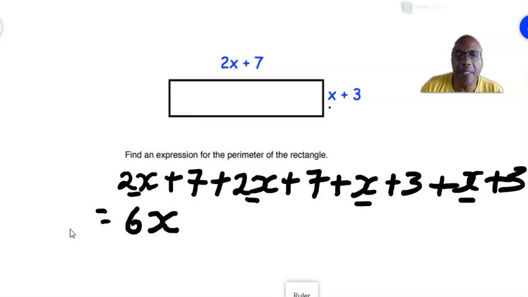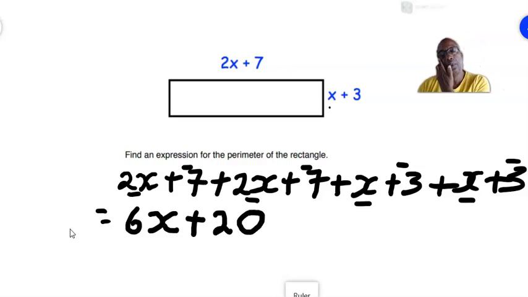And then you add the numbers. I have plus 7, that's plus 14. 14 plus 3 is plus 17. And 17 plus 3 is plus 20. So the simplified expression for the perimeter is 6x plus 20. Now there's another way to do this involving brackets, but we're going to be doing brackets in the next video. So let's move on to our last example.